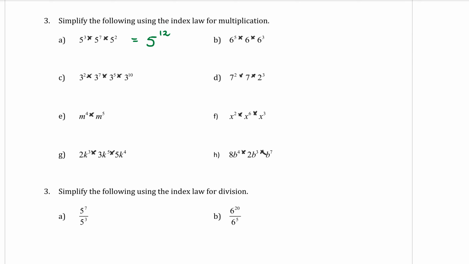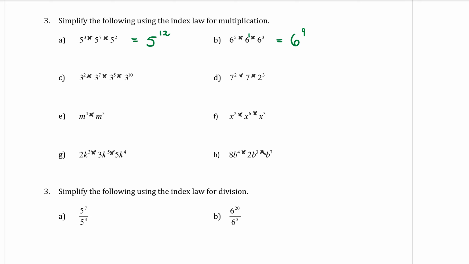Same thing for B. All of those have 6 as the base. I have 6 to the power of 5. The second one doesn't have a power, so remember that that would be a 1. Okay, so I want to go 5 plus 1 plus 3, which is 9. So 6 to the power of 9.